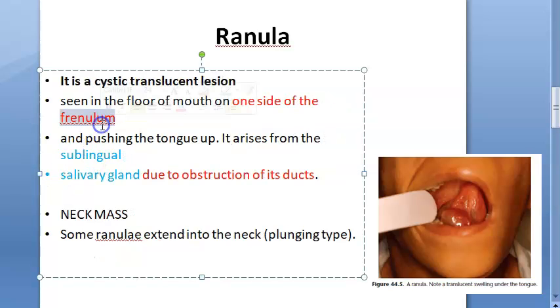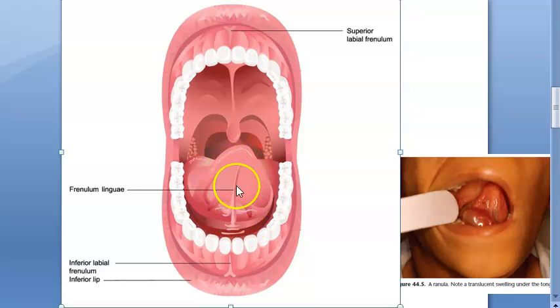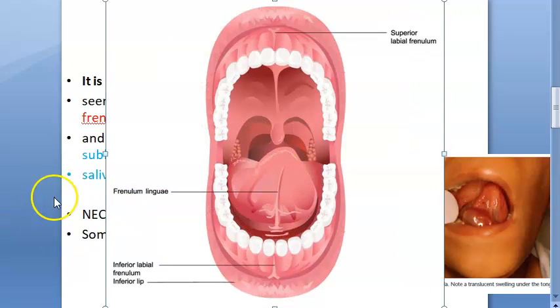What is frenulum? Do you know? Frenulum. Here you can see this is the frenulum behind your tongue, right? If you lift your tongue and see, you can see the frenulum. Inferior labial frenulum. All these are frenulums. Okay, this is also a frenulum. This is a frenulum. This is the frenulum linguae. Okay, so basically we are concerned with that one.